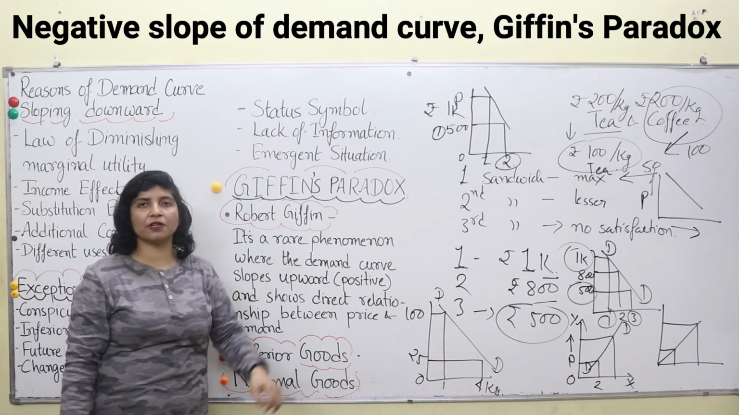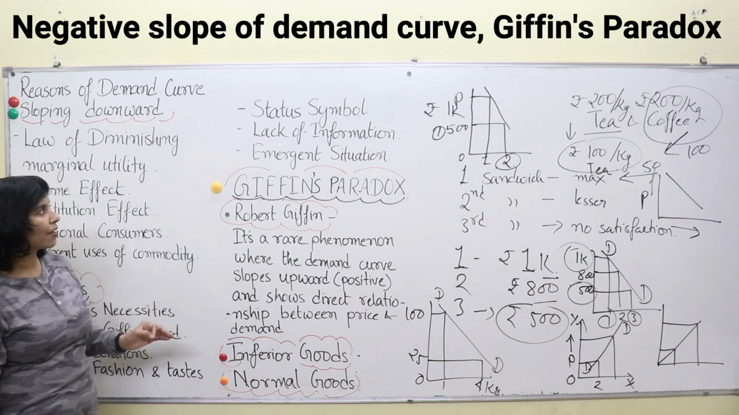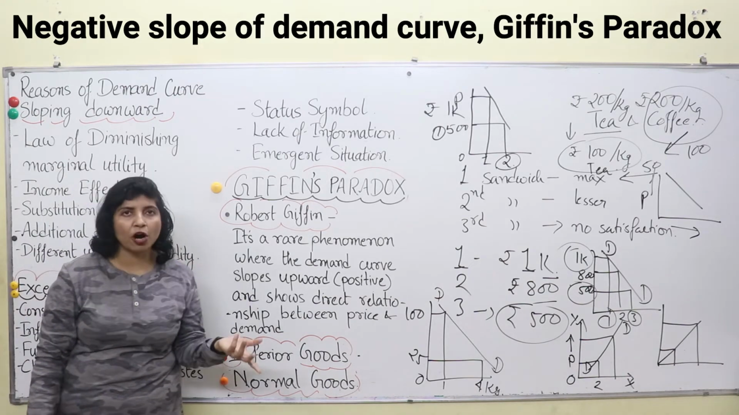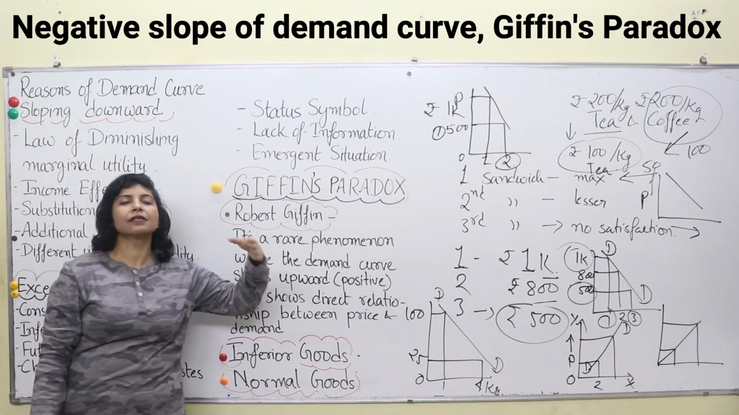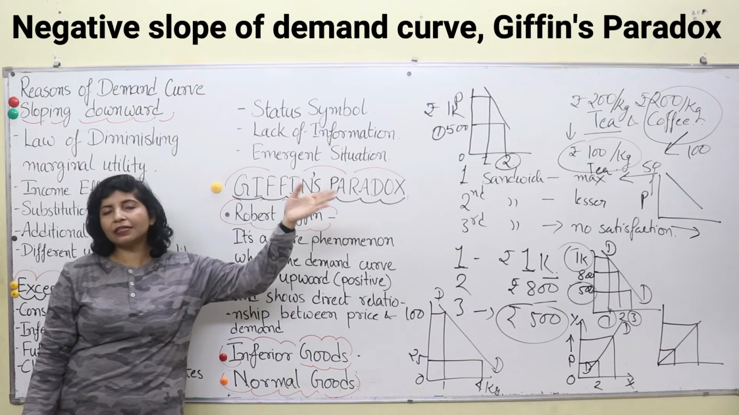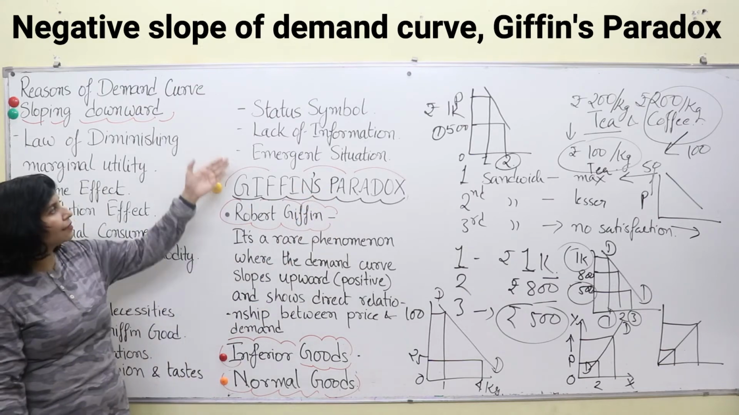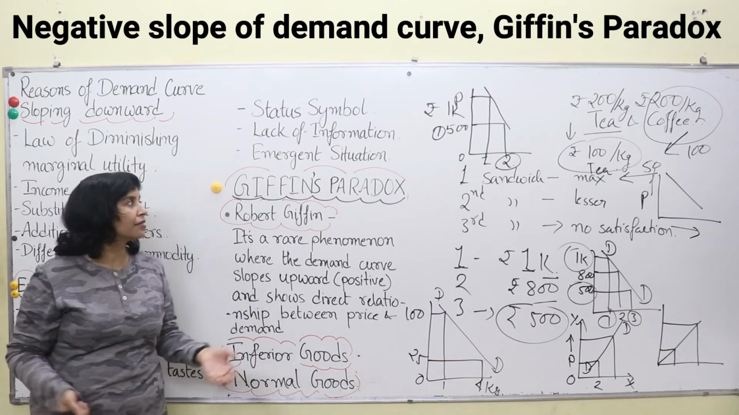The lack of information. In certain situations, the demand curve does not operate. Why? Because of your lack of information. A customer may not know that in a shop elsewhere, in some other market, a thing is available at lower prices. In that case, that person may purchase the commodity at higher prices also.